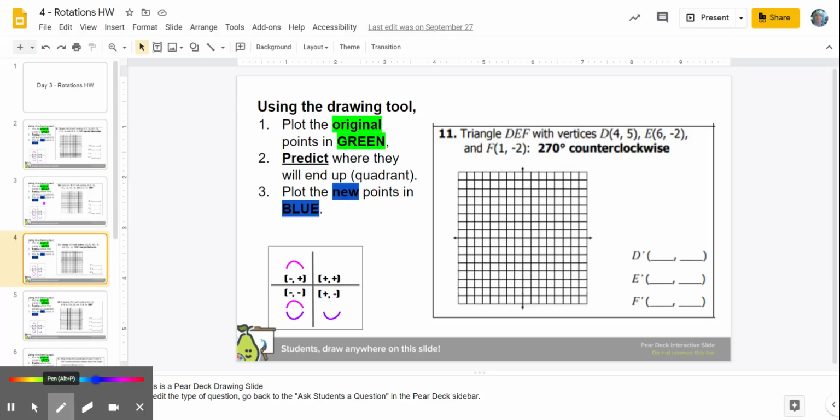So where was I? If we do the whole triangle this time, I start at 4. 1, 2, 3, 4. 1, 2, 3, 4, 5. That's point D. And then 6, -2. 1, 2, 3, 4, 5, 6, -2. That's E. And then 1, -2. That's F, right? We're going 270 degrees counterclockwise, so that's left. So that's 90, 180, 270. D is going to land down here.